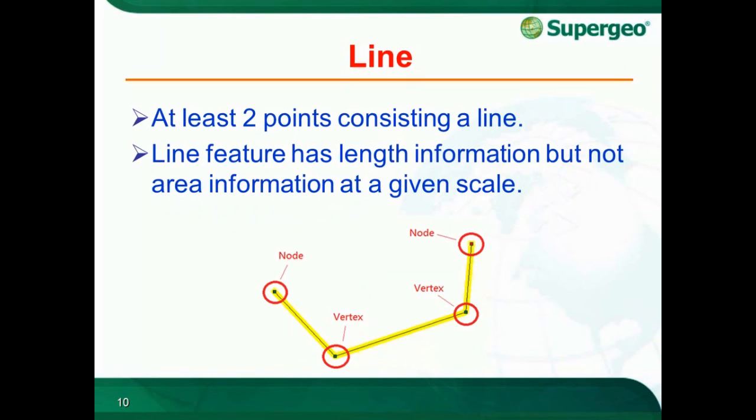As for a line feature, at least 2 points constitute a line, and line features contain length information but no area information inside. And from the diagram here, for the line feature, the points representing the beginning and ending of the line are called nodes, and the xy coordinate pairs that define the segments of the line feature are called vertices.